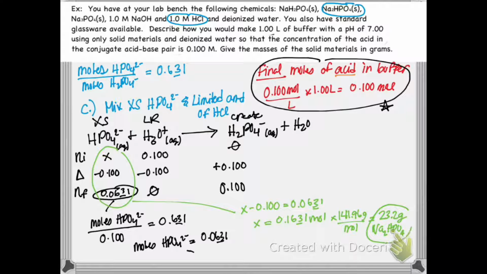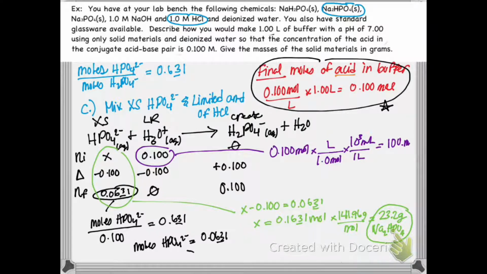Then we need the 0.1 moles of hydronium, and we know that it is a 1 molar solution. So dividing by 1.0 moles per liter, and then converting to milliliters by multiplying by 1,000, tells us that we need 100 mL of the 1 molar HCl.